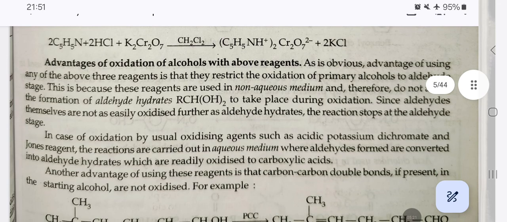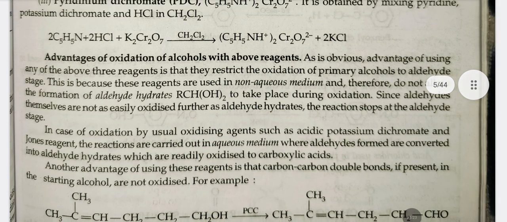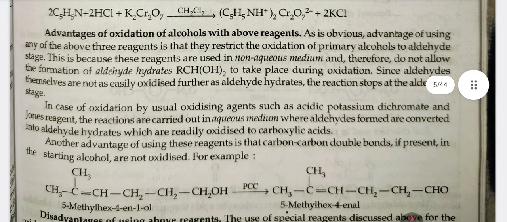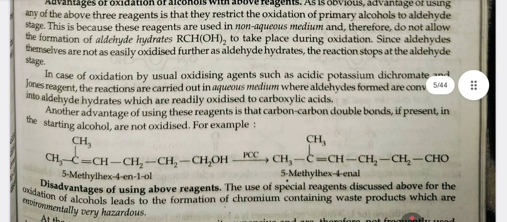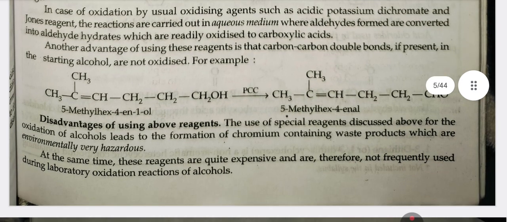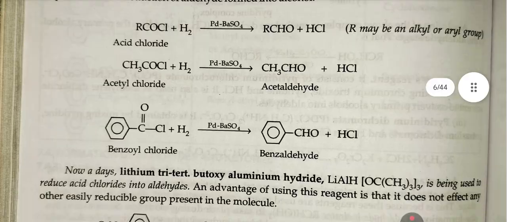As is obvious, the advantage of using any of these reagents is that they restrict the oxidation of primary alcohols to the aldehyde stage. This is because these reagents are used in non-aqueous medium and therefore do not allow the formation of aldehyde hydrates to take place during oxidation. Since aldehydes themselves are not easily oxidized further, unlike aldehyde hydrates, the reaction stops at the aldehyde stage. Disadvantages are also there.